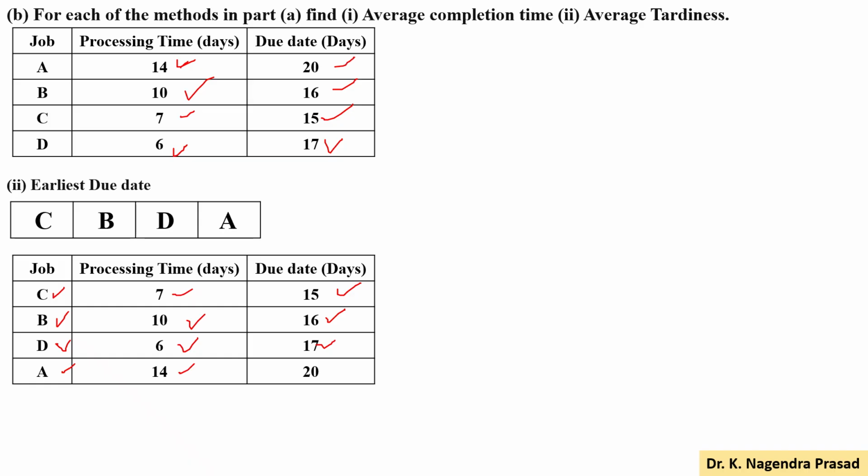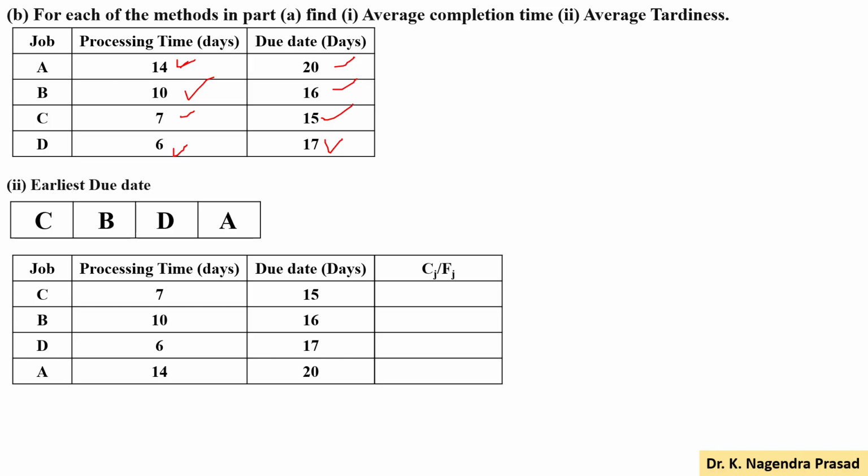So write down the 14 and the 20. Next we have to determine the completion time, and after that the average completion time. So completion time, or the flow time, Cj or Fj.